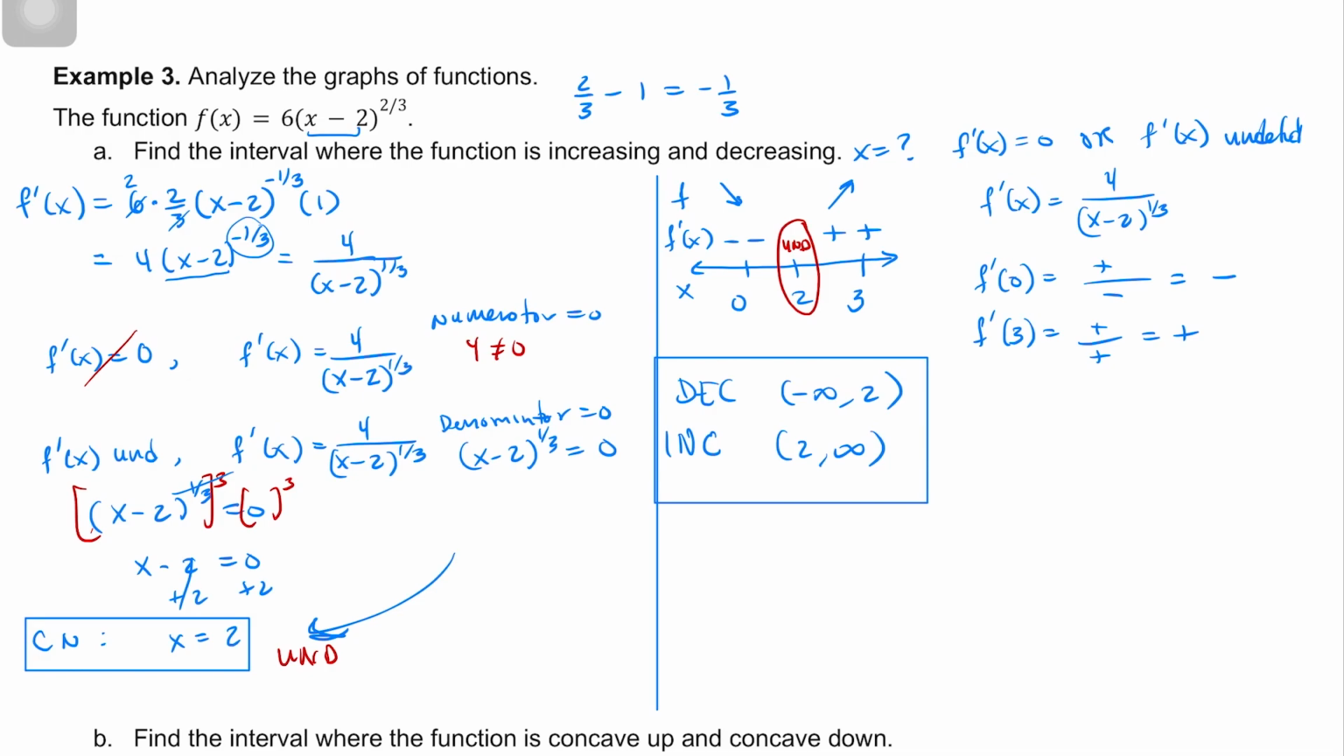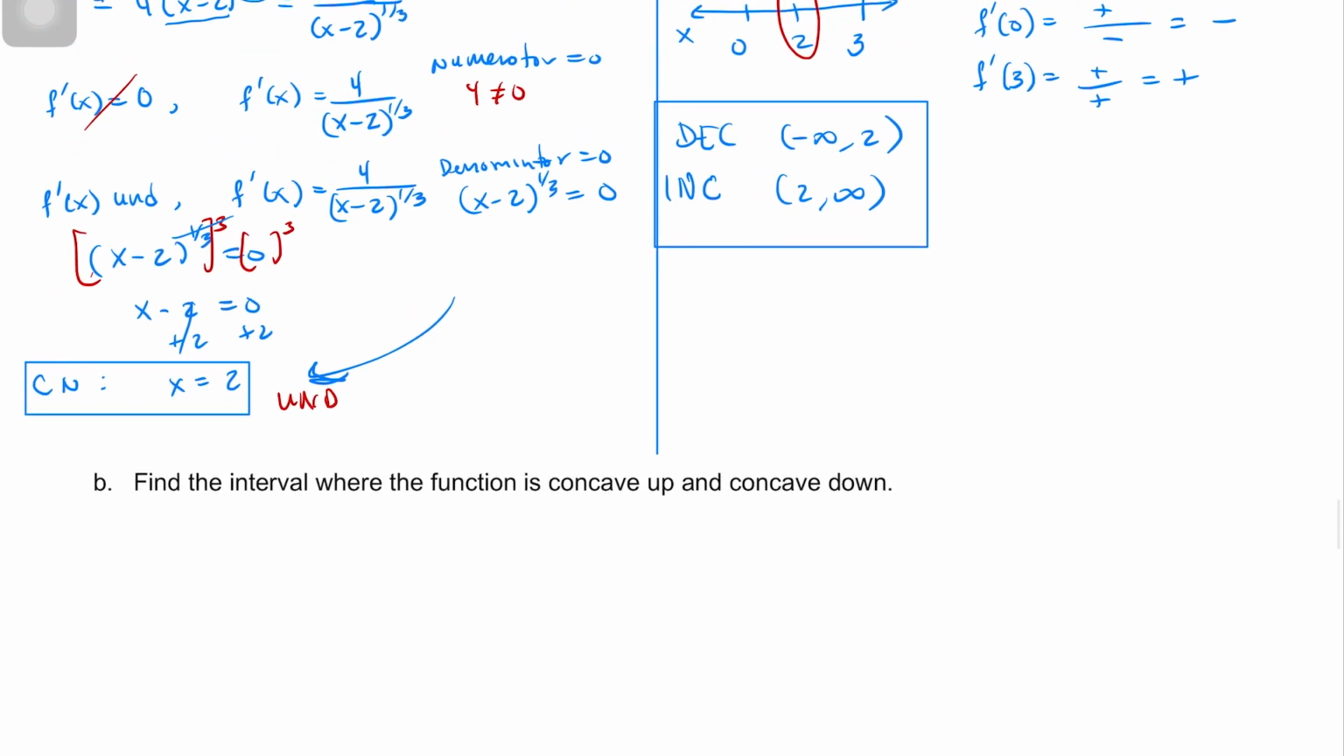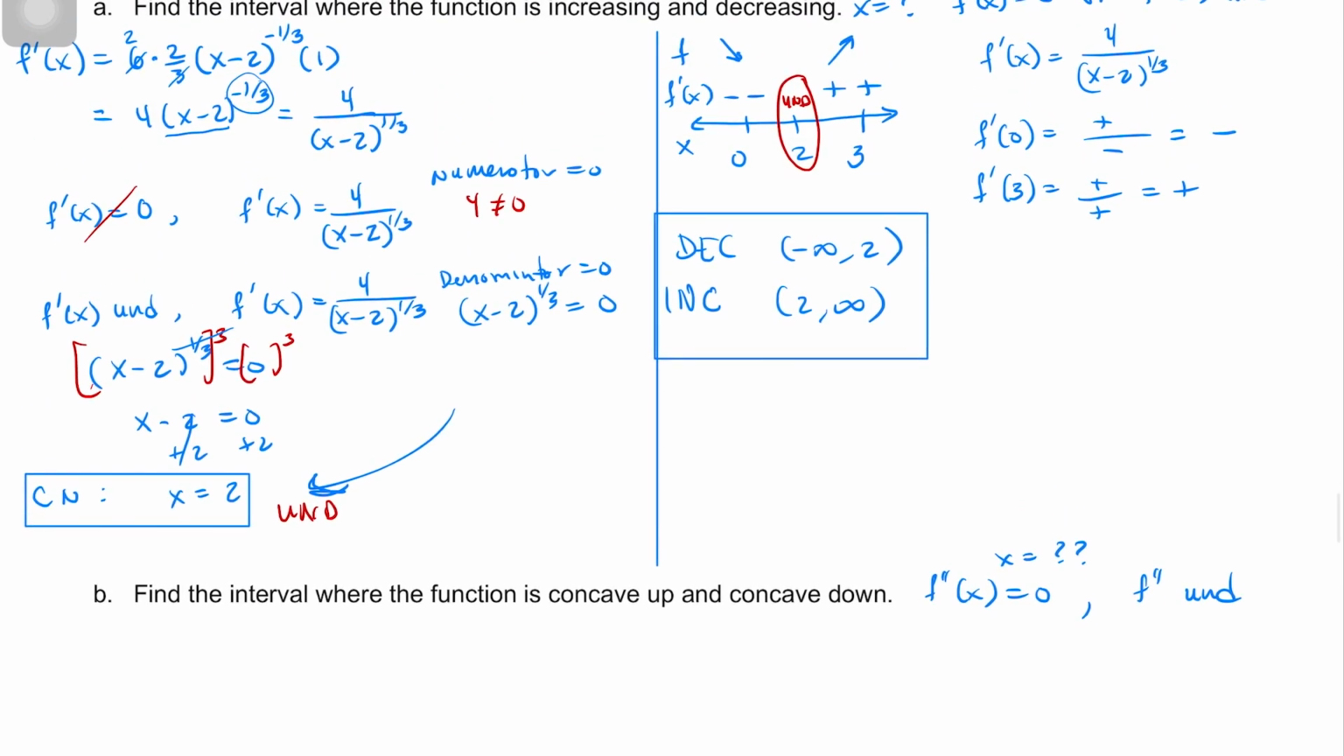All right, so let's jump into part B. Part B is asking us to find where the function is concave up and concave down. For this, I remind you that we're looking at the second derivative when it's 0 or when the second derivative is undefined. We're looking for the x values when that happens. So first of all, let's take the second derivative. I'm going to write down the first derivative first, that way we can visualize it here.